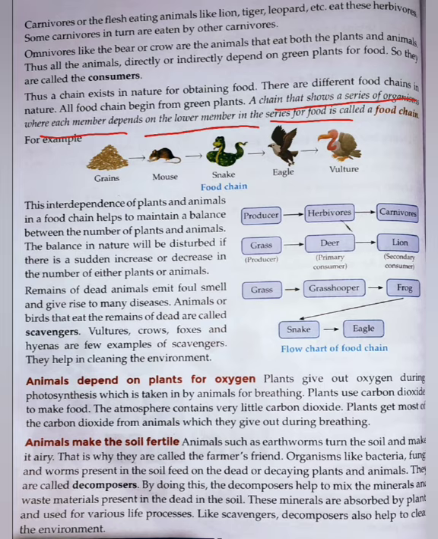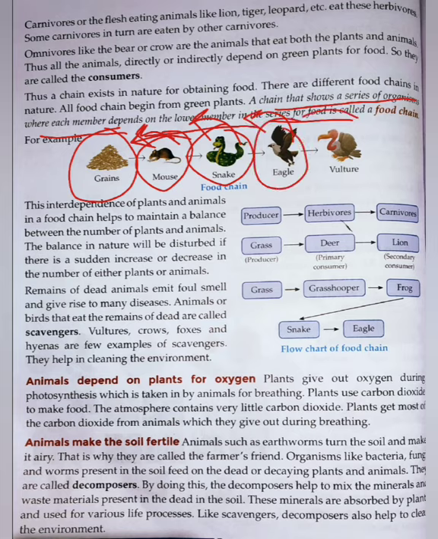For example, here you can see it's written grains. So see, this is grain on which the mouse depends. So the mouse eats grain. Next, this mouse is eaten by the snake. Next, the snake is eaten by this eagle, and this eagle is eaten by this vulture. So this is a chain.